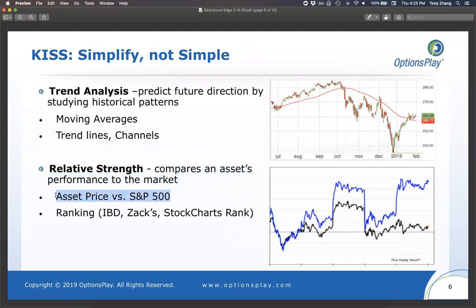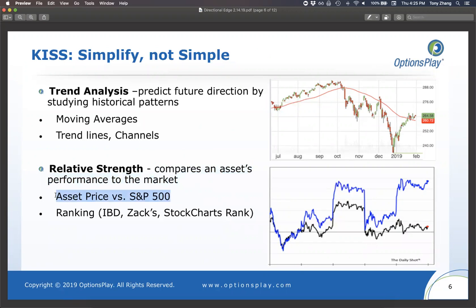That gives you a sense that if a stock goes up 5% when the market goes up 3%, then it's outperforming the market. Or if the stock goes up 1% when the market's going up 3%, then it's underperforming the market. So it's a really simple measurement to compare the stock versus the overall market.